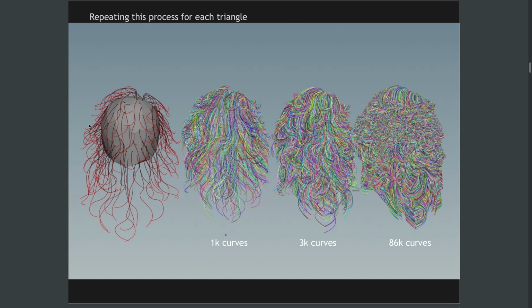And so if we take our original input, this is the guide curves with the triangulated mesh, we can loop over each triangle and repeat the same operation. And by doing that, we can easily fill in the triangles with properly interpolated curves. And in this case, I've generated a version with 1000 curves, 1K, another version with 3000 curves, and the high-res version with 86,000. And you can see we've successfully filled in all the space using properly interpolated curves. And I'm going to show the Houdini setup for this.